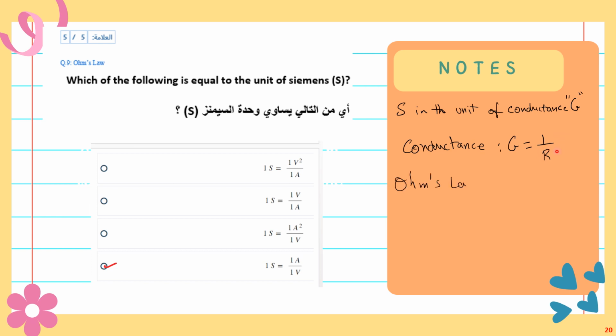According to Ohm's law, the resistance is V over I, where V stands for the voltage and I stands for ampere. So G, the conductance, whose unit is S, will be the inverse of that amount, 1 over R. So it will be A over V. So where is A over V? It's here. So that's the correct answer. So 1 S stands for ampere per volt.